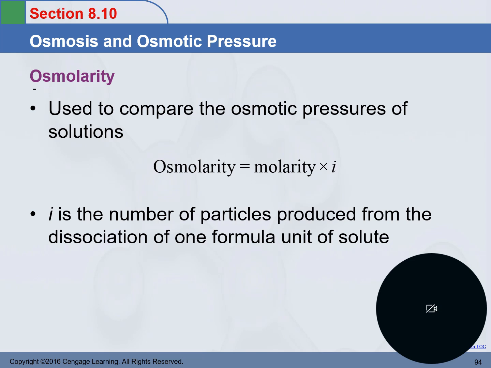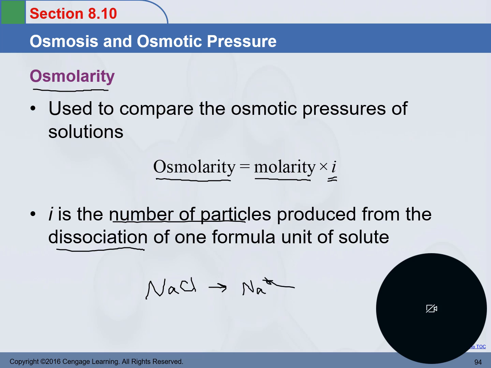So we have something known as osmolarity, which is used to compare osmotic pressure of solutions. And it's a pretty easy equation to use. To figure out the osmolarity, you just take the molarity that we've been dealing with and you multiply it by i, which is the number of particles produced by the dissociation of one formula unit. By dissociation, I'm talking about something like NaCl. When it breaks down into solution, it becomes Na+ ions plus Cl- ions. So there would be two pieces that dissociate in this case.